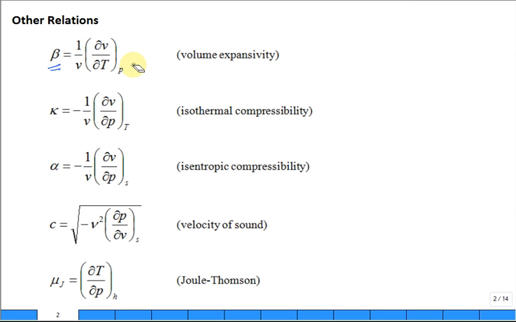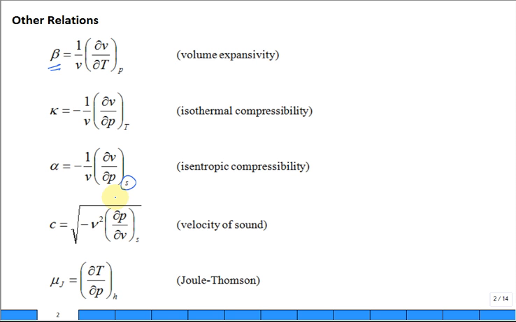Okay? Or the isothermal compressibility is -1 over the specific volume times the rate of change of specific volume with respect to pressure holding the temperature constant. So if pressure goes up, typically the specific volume decreases at constant temperature. And then isentropic compressibility: how does the volume change with pressure as entropy is constant?